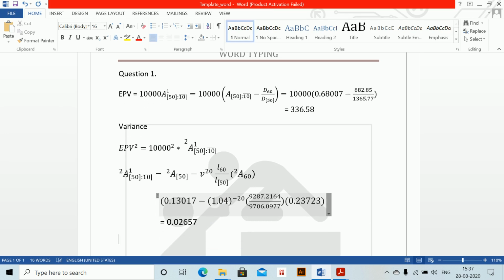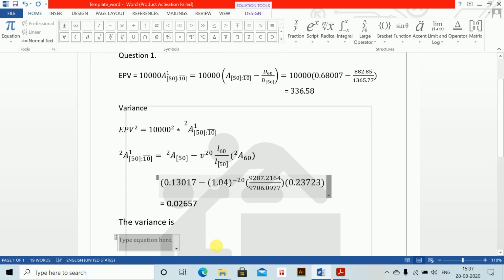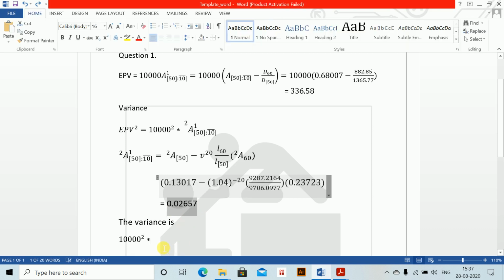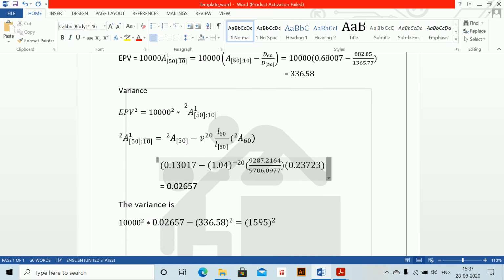This becomes 0.02657, and then the variance is 10,000 square into 0.02657 minus 336.58 square, which equals 1595 square. This is the value for our variance.